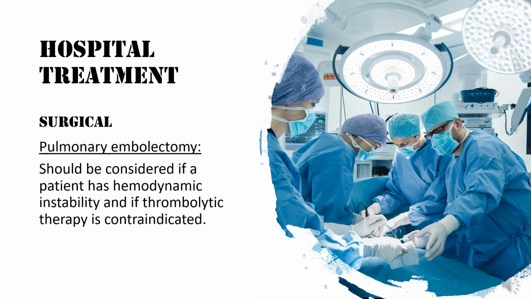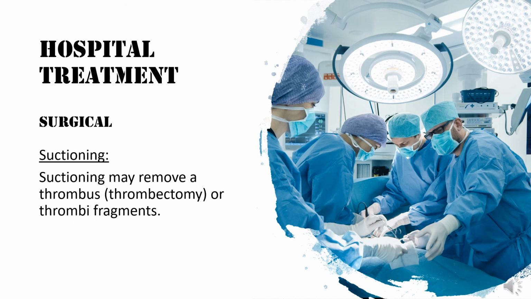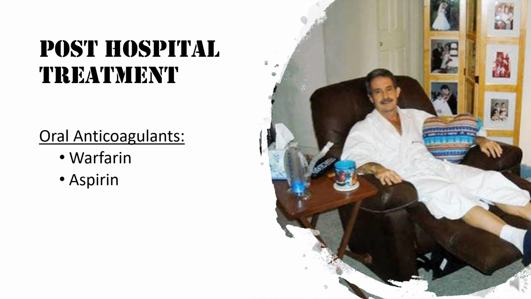The surgical option includes a pulmonary embolectomy. This should be considered if a patient has hemodynamic instability and thrombolytic therapy is contraindicated. Surgical suctioning is also an option. Suctioning may remove a thrombus, a thrombectomy, or thrombi fragments. The post-hospital treatment includes oral anticoagulants such as warfarin and aspirin.